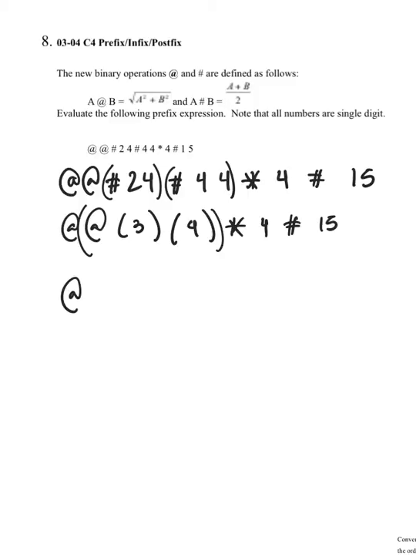So rewriting that. So you get at 3, 4 becomes square root of 3 squared plus 4 squared, which is square root of 25, which is 5, times 4, then hashtag 1, 5.